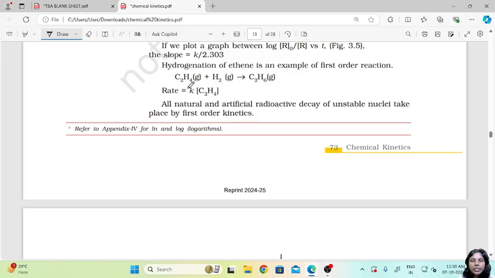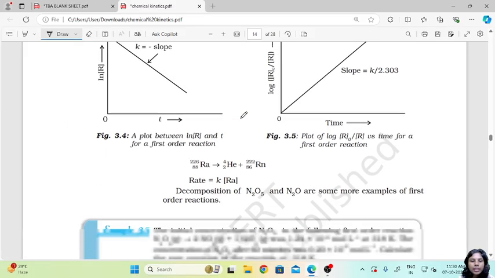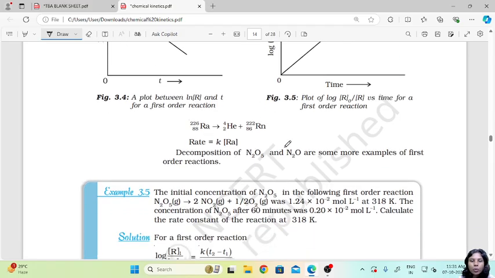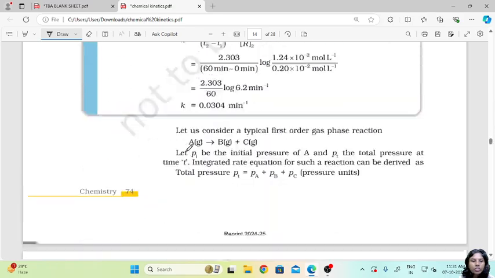Now some examples of first order reactions. First is the hydrogenation of ethene. In that we have an ethene molecule plus H2 giving us C2H6. In that case the rate will depend on the ethene molecule. All natural and artificial radioactive decay of unstable nuclei take place by first order kinetics. Also, decomposition of N2O5 and N2O are some examples of first order reactions.